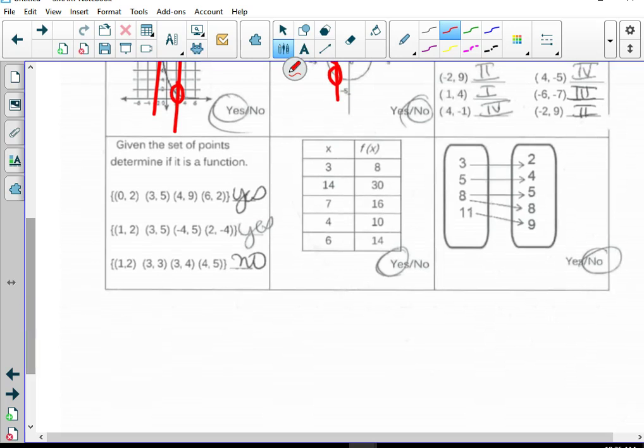Okay, is it a function, yes or no? All right, so we're just looking at the x values. 0, 3, 4, 6, no repeats, yes. 1, 3, -4, 2, no repeats, yes. 1, 3, 3, and that makes it a no. If the x's repeat, it's a no.